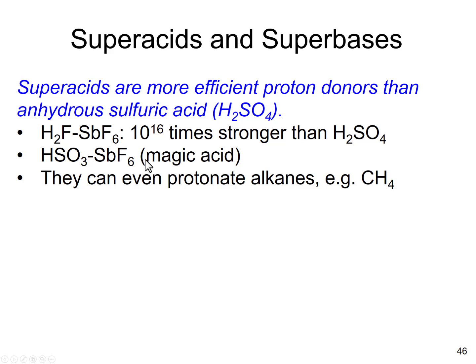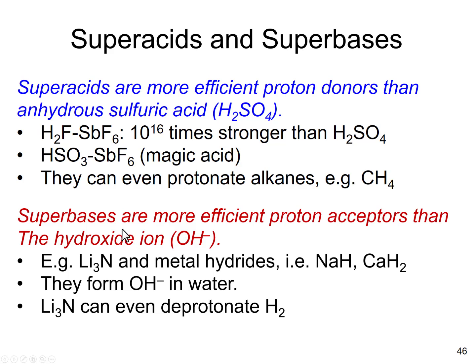You have another example here, HSO3F, and again you have the same Lewis acid-base adduct contained in this magic acid. And again, because of the stabilization of this hexafluoro species, the proton here is very weakly bound, and so it can be easily removed. So these superacids can even protonate alkanes, and alkanes are very inert in general. Methane is a very stable molecule, but you can even protonate it to a CH5 cation using these kinds of superacids. So what are superbases?